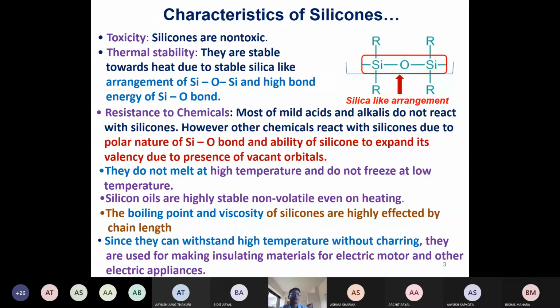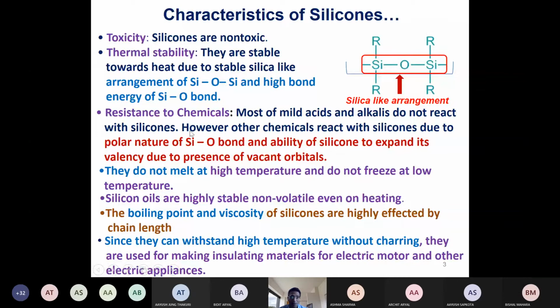Now next, silicones are not toxic, and they are thermally stable to heat. Why? Due to the silica-like arrangement, meaning the silicon-oxygen-silicon linkage, and the high bond energy of the silicon-oxygen bond. Due to this arrangement, the silicone as a whole is stable to heat. This is known as the silica-like arrangement, like sand. When you heat sand, there is no change at all. In the same way, this linkage behaves as a silica-like arrangement. Due to this linkage in silicone, the silicones are thermally stable.